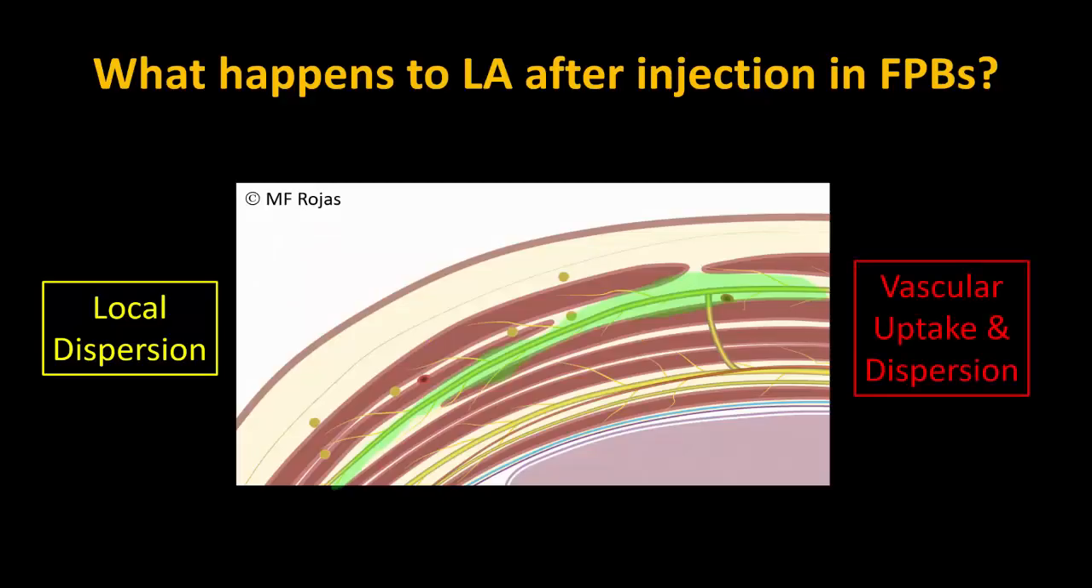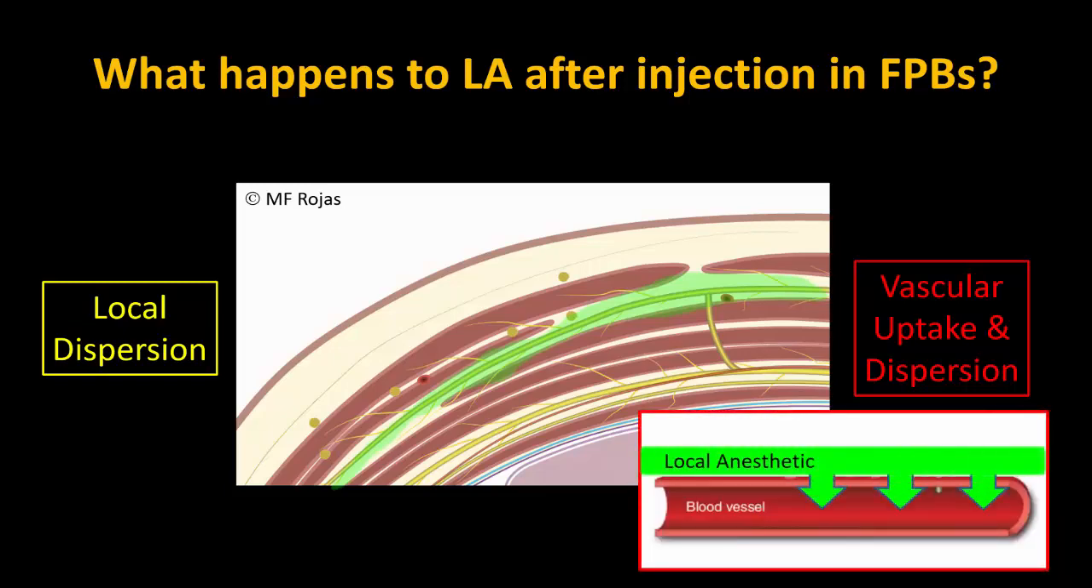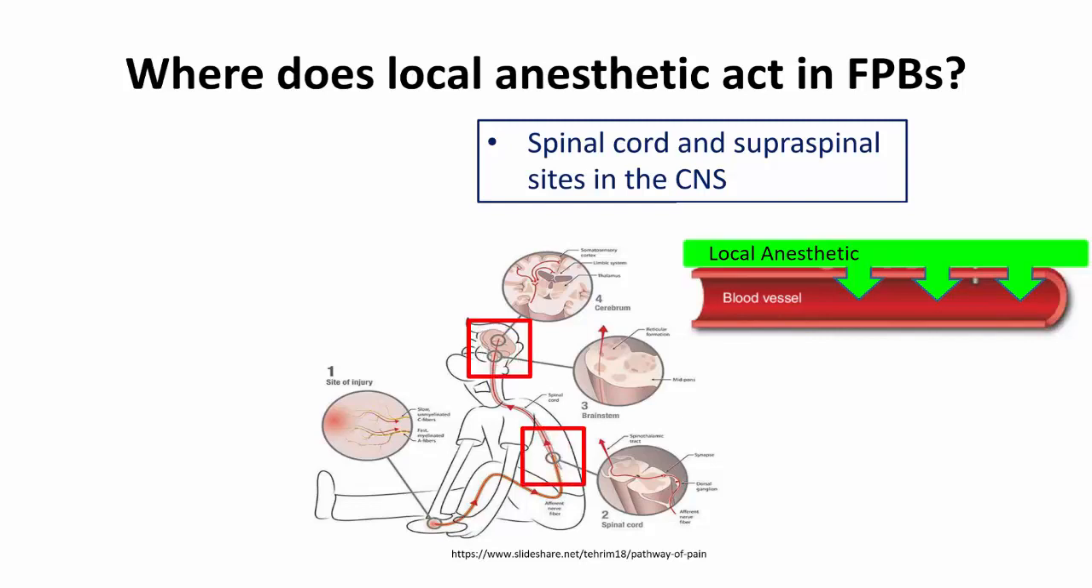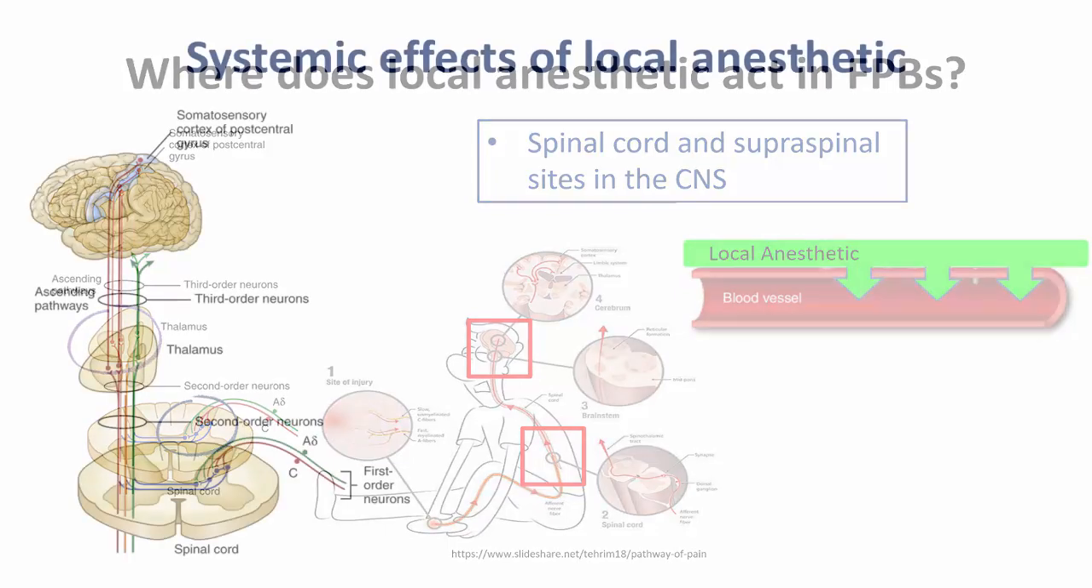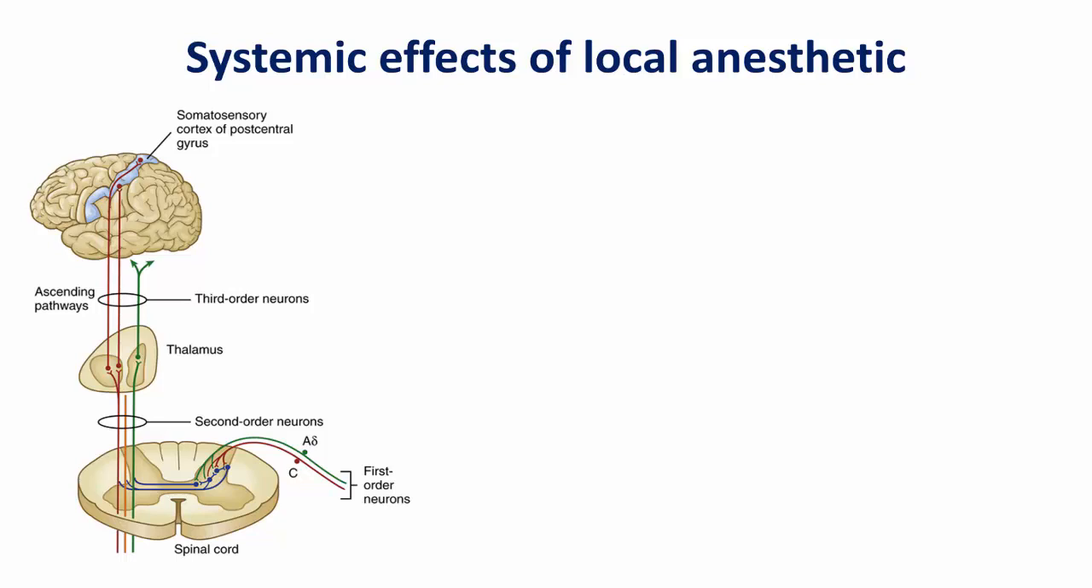But if you're still uncomfortable with buying into the local dispersion theory, particularly with regard to paraspinal blocks, we can always fall back on the systemic effect of local anesthetic absorbed into the vascular system. The more proximal sites of action along the pain pathway can really only be reached by systemic local anesthetic that's dispersed by the vascular system. And this includes the dorsal horn of the spinal cord and supraspinal structures such as the thalamus. And these are thought to be important in the mechanism of action of IV lidocaine infusion.